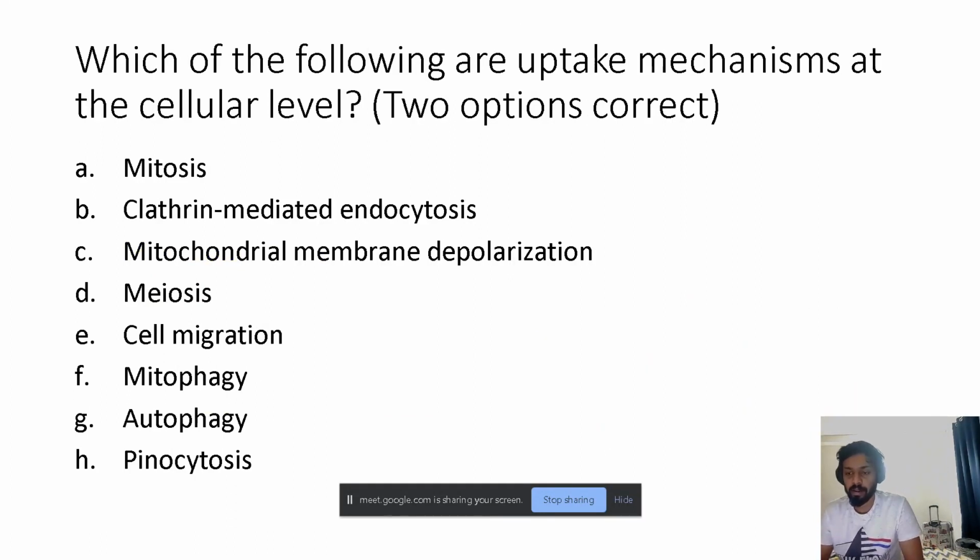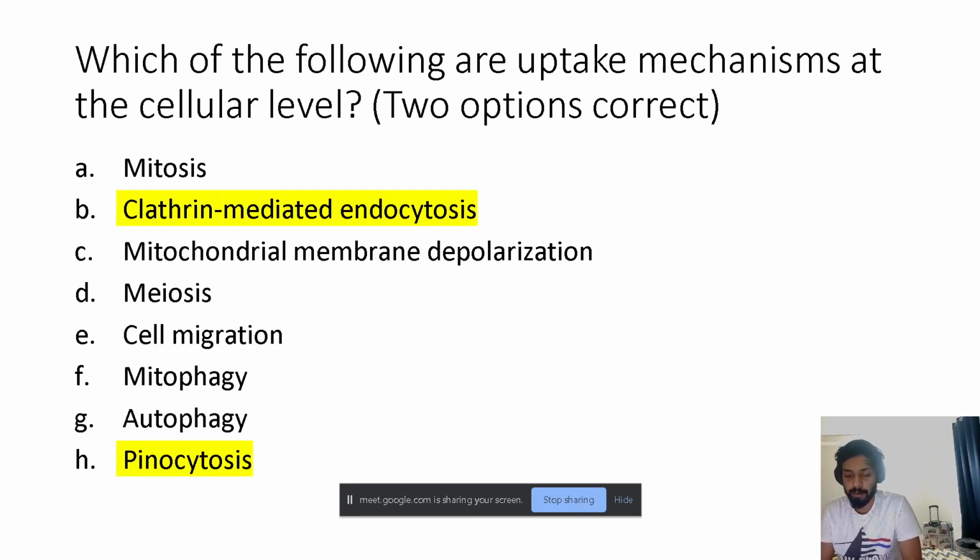Which of the following are uptake mechanisms at cellular levels? Two options are correct here. Is mitosis an uptake mechanism? Clathrin-mediated endocytosis, mitochondrial membrane depolarization, meiosis, cell migration, mitophagy, autophagy, or pinocytosis? Which do you think are correct? Clathrin-mediated endocytosis and pinocytosis. Yeah, you're correct. Mitosis and meiosis are all cell division terms, right?